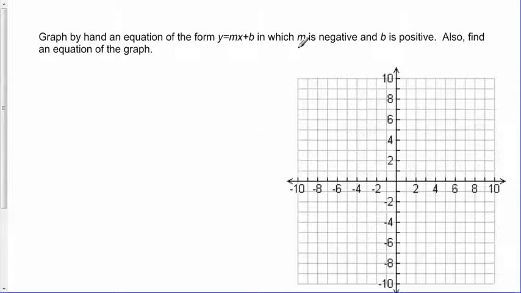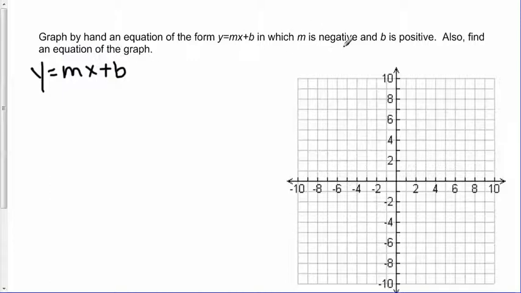What's true with a problem like this is that I may end up with a very different graph than the person sitting next to me. We might still both have a graph where m is negative and b is positive, but our graphs still may look very different. So let's see how we could approach this problem. We want it in the form y equals mx plus b. So that's where we're going to be heading for our equation of our graph.